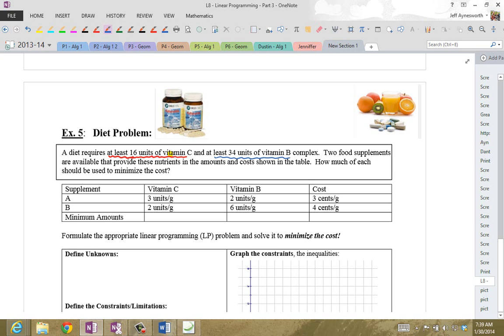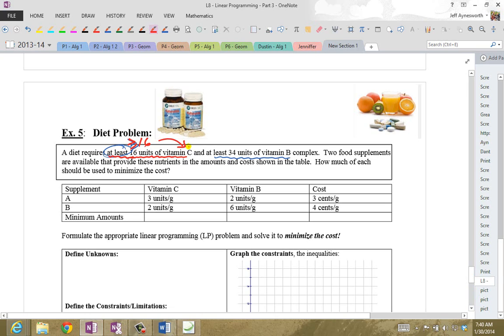So I see an inequality in my mind. Guess what I see? Equal. Not just equal. If it's 16 or more, it's got to be greater than or equal to, or less than or equal to? Greater than or equal to. So when I see the words "at least," those are key words right there: greater than or equal to 16. That's for the vitamin C.